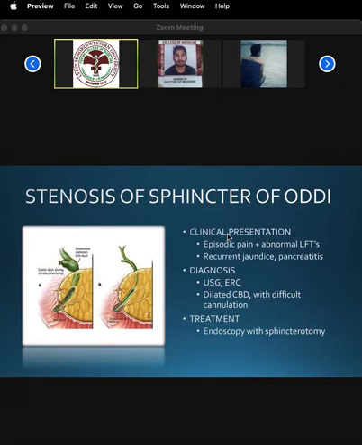The diagnosis, we request for ultrasound and ERC. This may show dilated common bile duct with difficult cannulation. So treatment, we usually perform sphincterotomy at the 11 o'clock position. Okay, so why 11 o'clock position? To avoid the gastroduodenal artery that usually passes underneath. Okay?